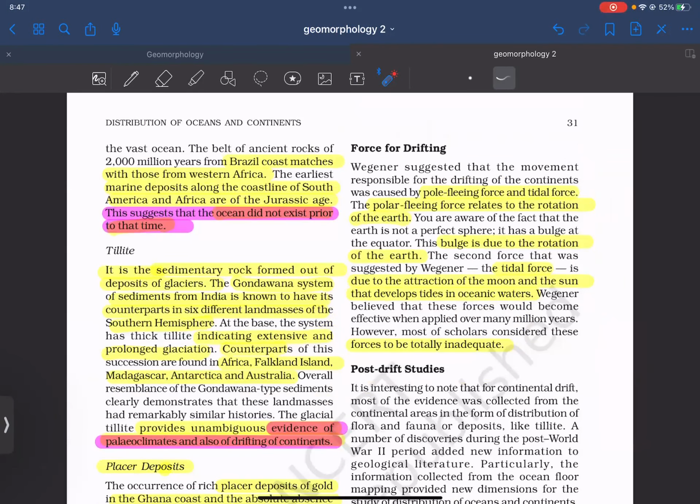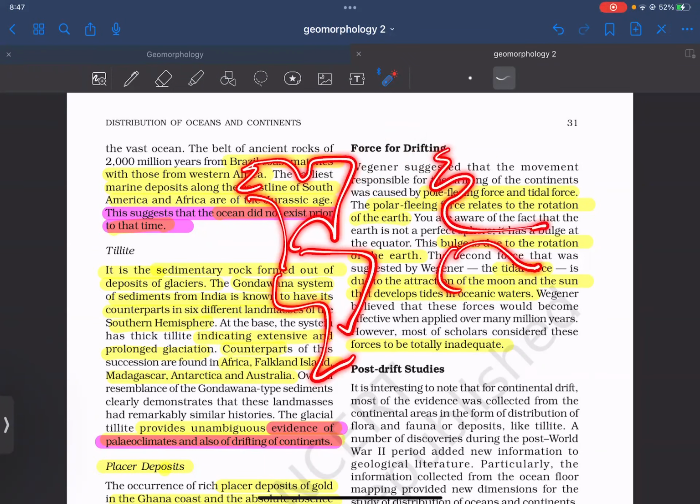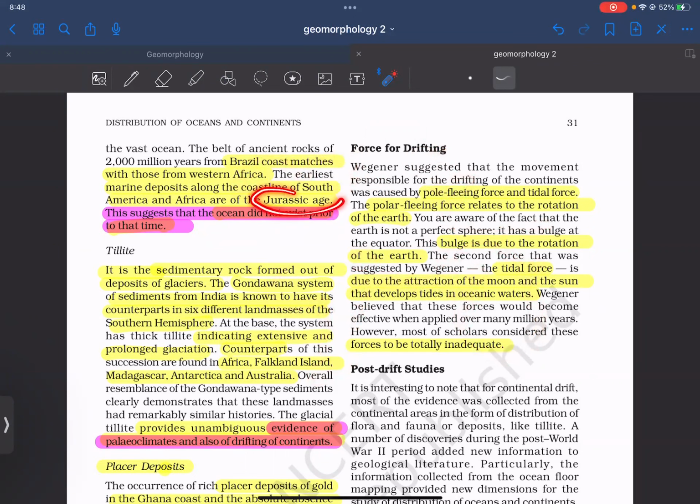एग्जांपल दिया ब्राजील कोस्ट along with the western Africa. तो यहाँ पे जो rocks मिल रहे हैं they are of the same type, right? They all belong to Jurassic age, right?